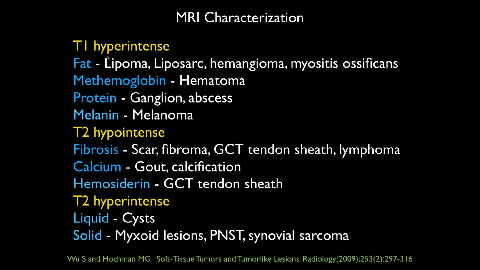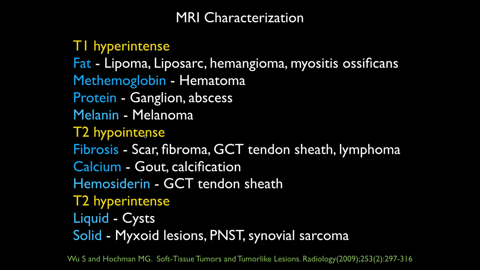On T1 weighting, if it's hyperintense, you're really looking at lipid-containing tumors or blood. You can get methemoglobin. And then you can also, if you have ganglions or abscesses, you're going to get highly proteinaceous fluid, which can also be bright on T1. And then melanin can be bright with melanomas.